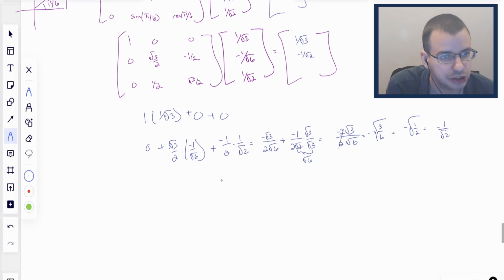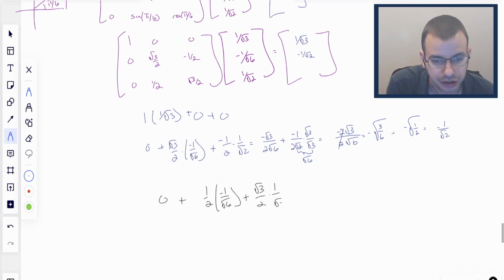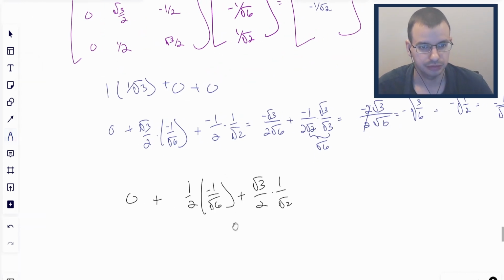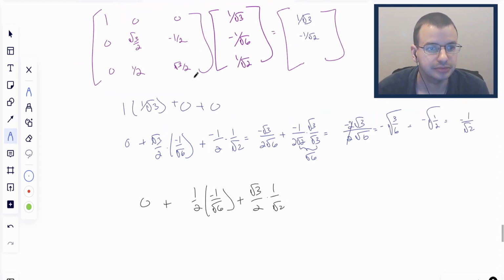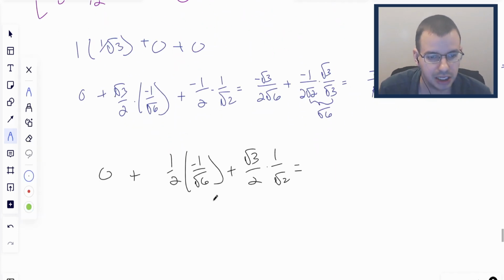All right, so then in the next one, we're going to have 0 times 1 over square root of 3 plus 1/2 times negative 1 over square root of 6 plus square root of 3 over 2 times 1 over square root of 2. That looks like a pain. Negative square root of negative 1 over square root, yep. Square root of 3 over square root of 2. Okay, that's okay. We could probably do this, maybe.